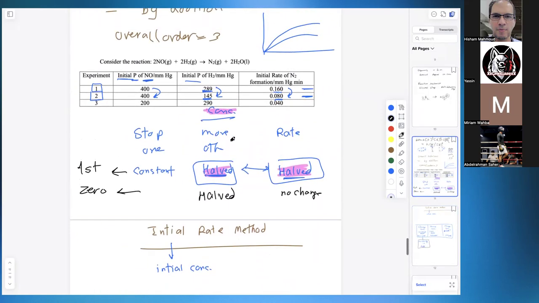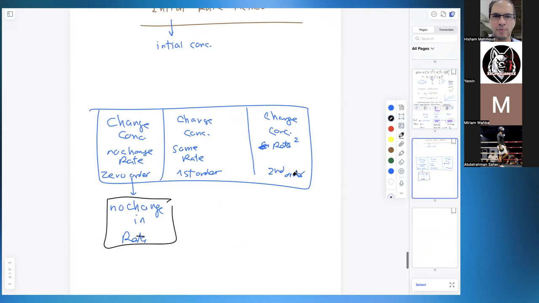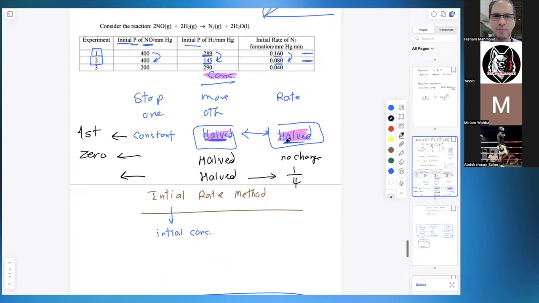Okay, what if I said, Miriam, that here it was halved, and here it was divided by 4? Is it first, zero, or second order? Is the change the same, or powered to 2? Power to 2. So if it is power to 2, what will I take? Second order. So I will take second order. Very good.